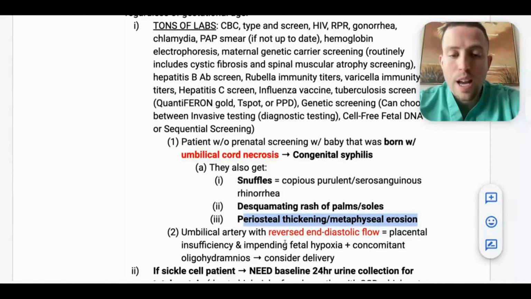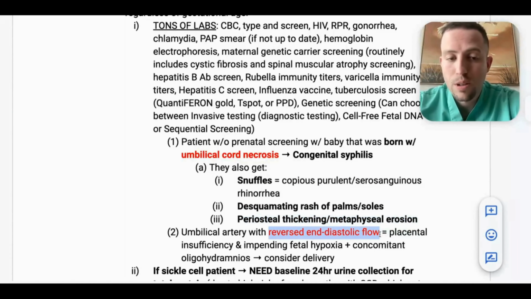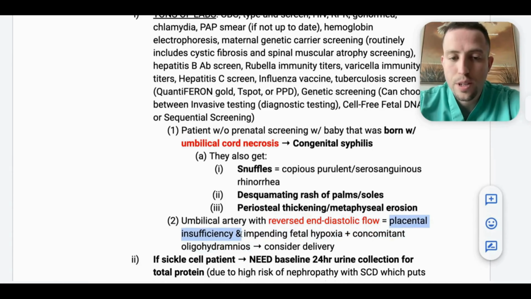If the umbilical artery has reversed end diastolic flow, you should consider placental insufficiency and impending fetal hypoxia with concomitant oligohydramnios, so these patients may need to be delivered right away. So reversed end diastolic flow is a bad sign, and it can show fetal hypoxia is impending.